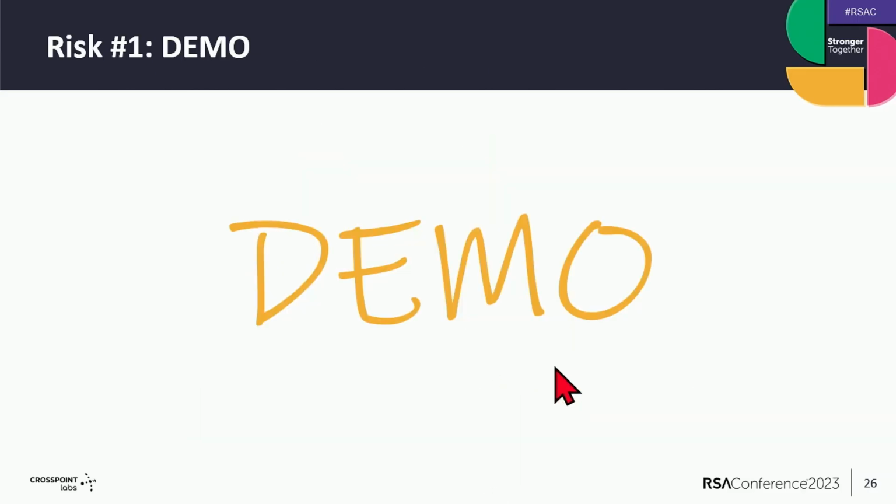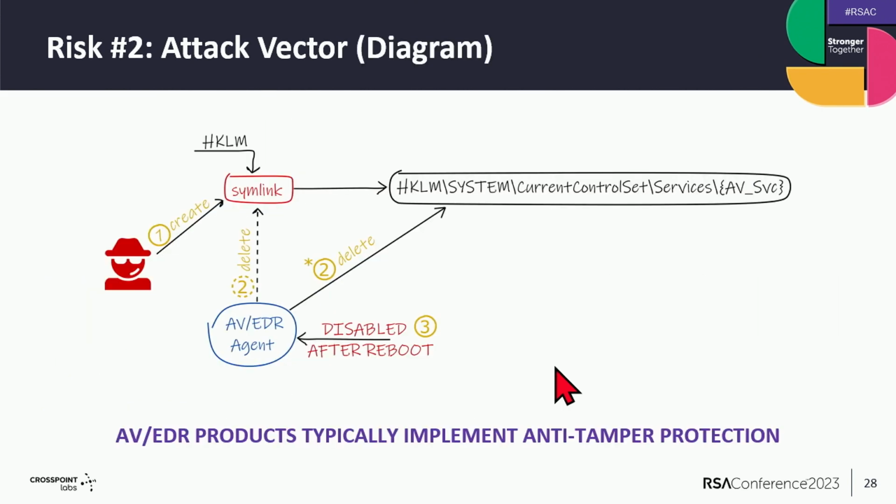So that was the first attack vector. The second attack vector, which is more specific to AV and EDR, typically works because those types of applications implement anti-tamper protection, which is a technique to prevent attackers from fiddling with or deleting registry objects that belong to the AV or the EDR, including registry keys.